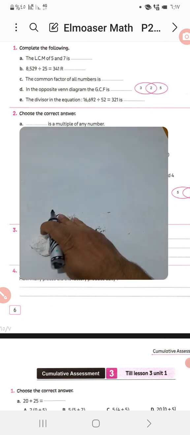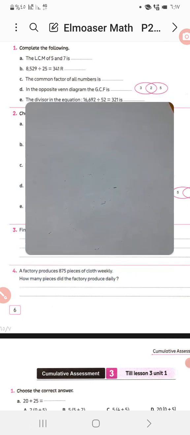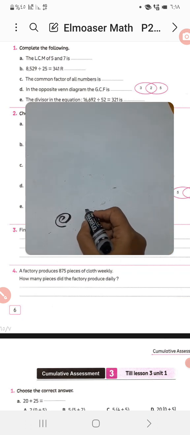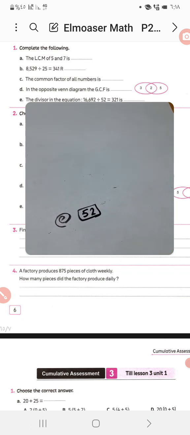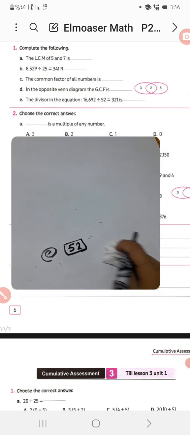Question letter E. The divisor in the quotient 16,692 divided by 52 equals 321. He asked about the divisor. We know 16,692 is the dividend and 52 is the divisor. So the divisor here for letter E will be 52. 52, we call it what? The divisor.